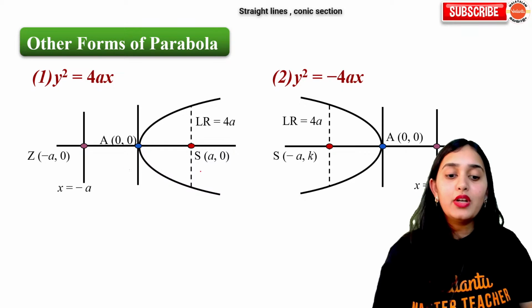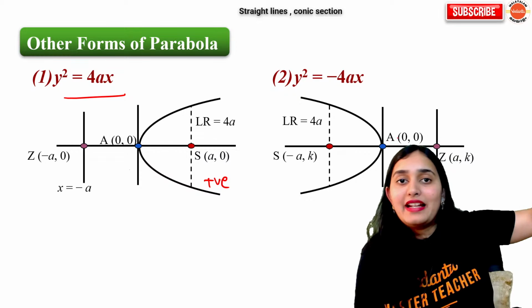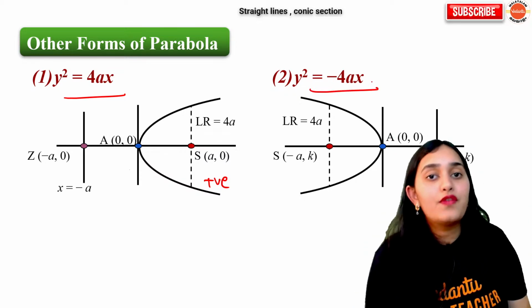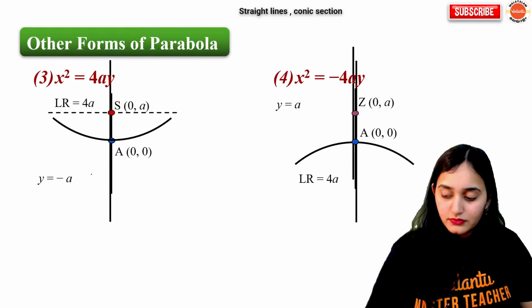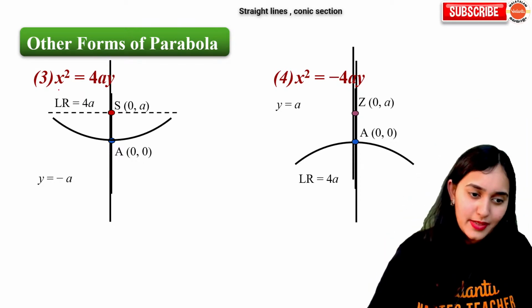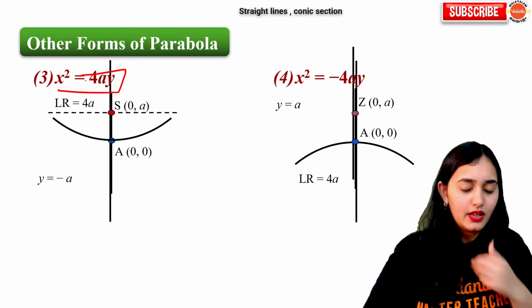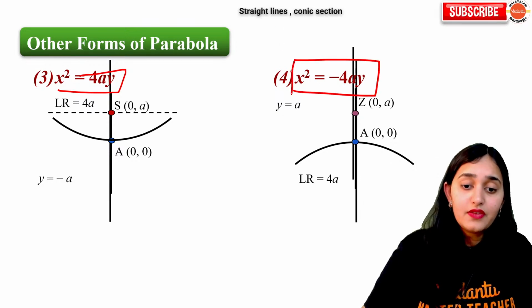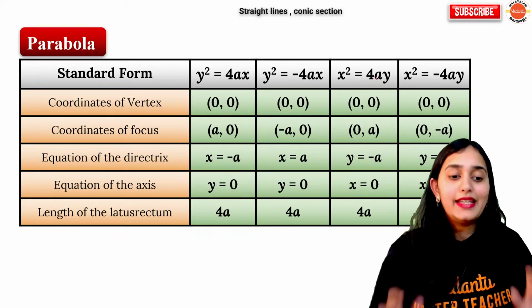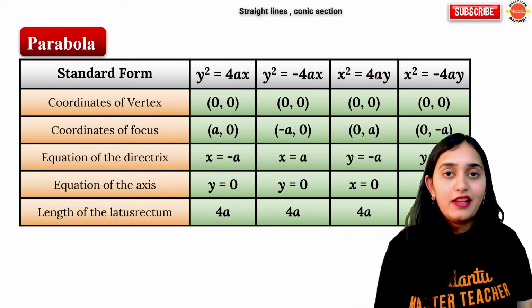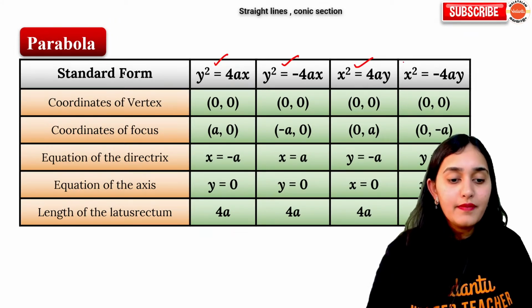Now, if the parabola is towards the positive x-axis, y square is equal to 4ax. If it is towards the negative x-axis, y square is equal to minus 4ax. If it is an upward parabola, the equation will change. It will become x square is equal to 4ay. If it is a downward parabola, it will become x square is equal to minus 4ay. Okay. And this is the complete table for all the values. Standard form of the parabola.